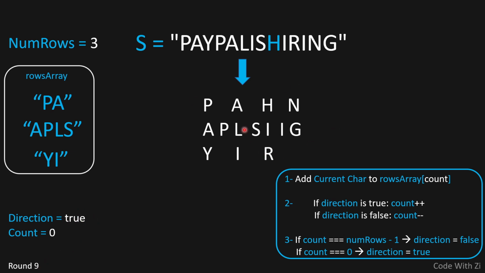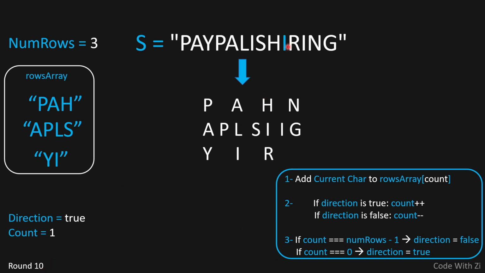So now we're actually in the 9th round. We're gonna add H, which is our current character, to our array at the count index. Count is 0, so we're gonna add H here. Then we're gonna check the value of direction again, and it's actually true, so we're gonna increment count. So let's do that. And then we're gonna check step 3, and count is not equal to 2 nor equal to 0. So we're just gonna move on. Let's go for the 10th round.